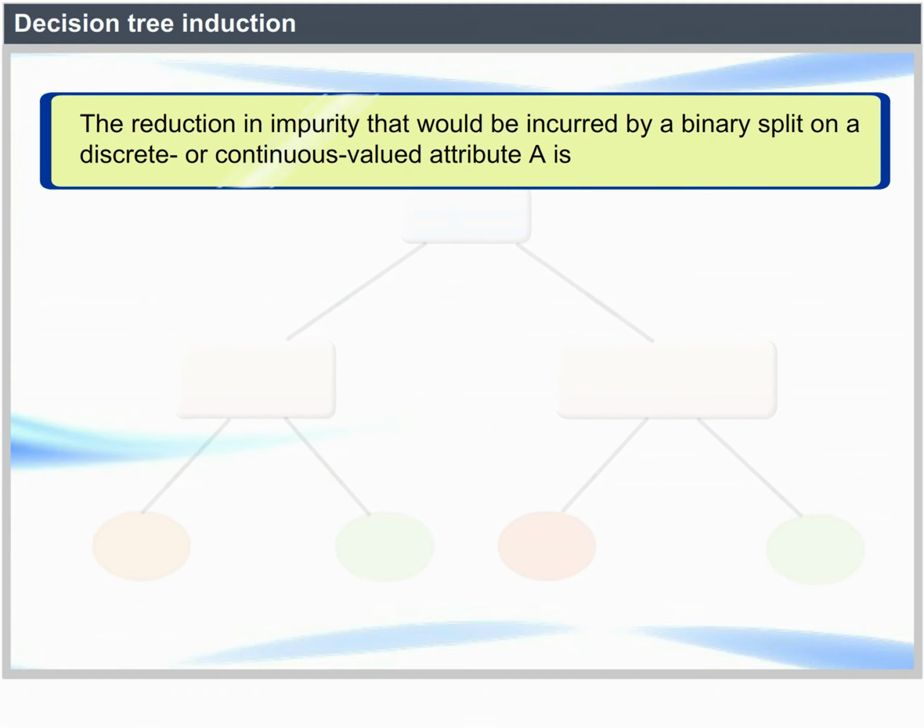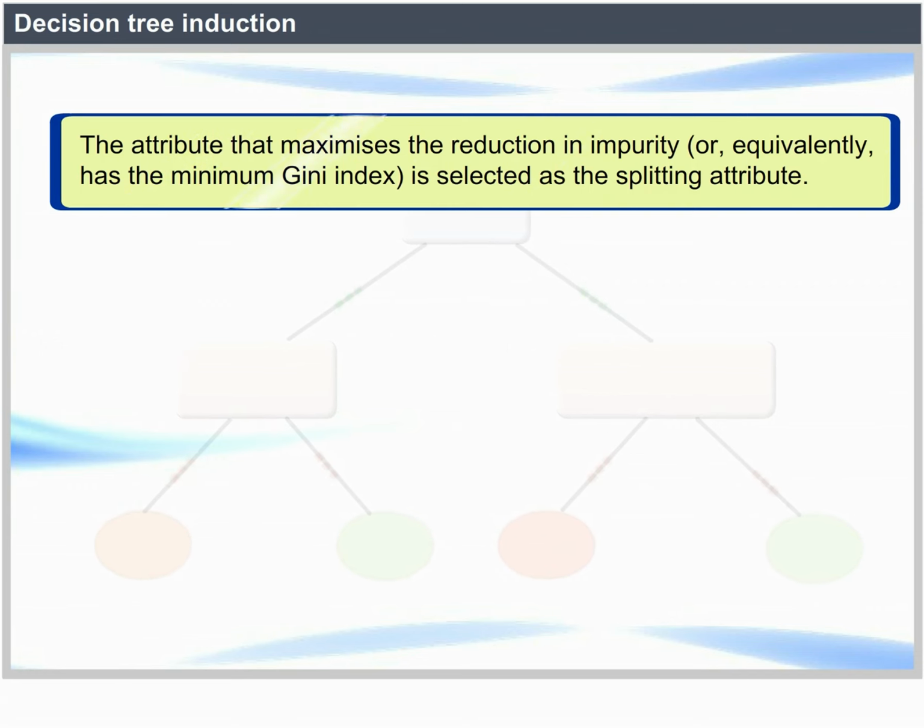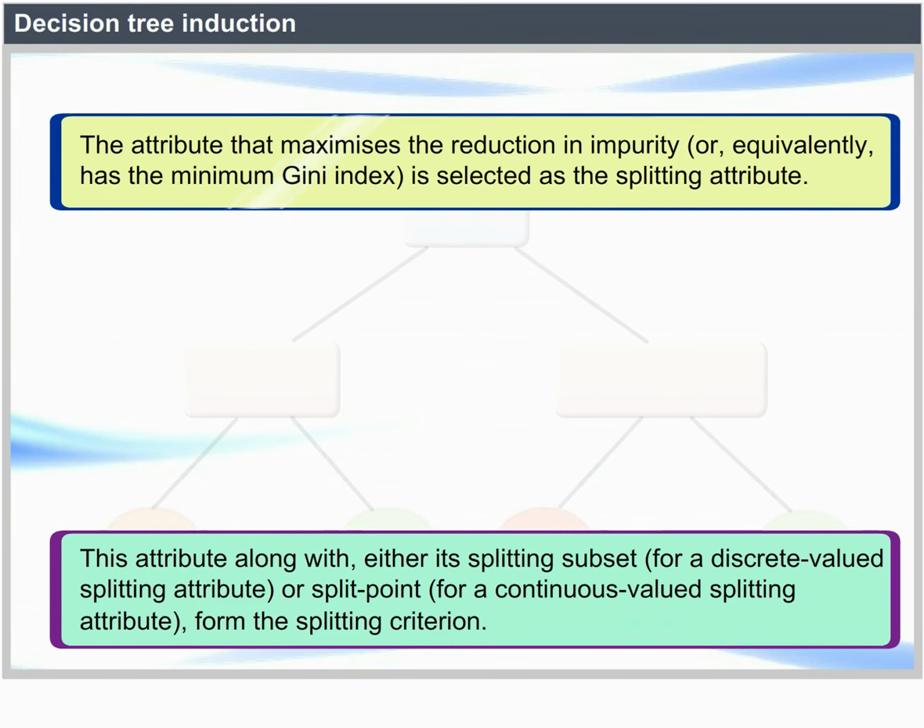The attribute that maximizes the reduction in impurity, or equivalently, has the minimum Gini index, is selected as a splitting attribute. This attribute and either its splitting subset for a discrete valued splitting attribute or split point for a continuous valued splitting attribute together form the splitting criterion.